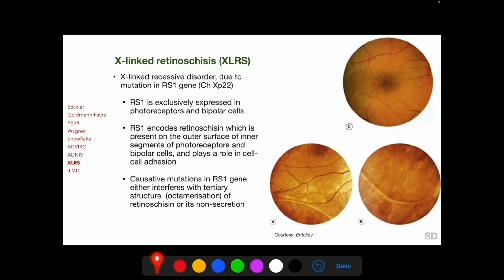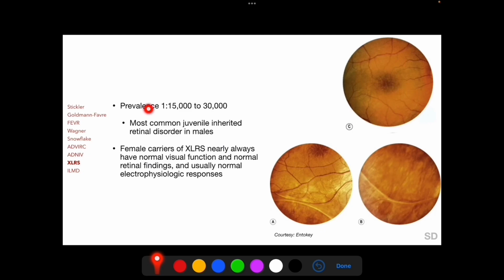This RS1 gene encodes a protein called retinoschisin, which is found on the outer surface of the inner segments of photoreceptors and on the outer surface of bipolar cells, and plays a role in cell-to-cell adhesion. Mutations in the RS1 gene causing XLRS either interfere with the tertiary structure of retinoschisin or the secretion of retinoschisin. Prevalence of XLRS has been estimated to be between 1 in 15,000 to 1 in 30,000 individuals. Female carriers of XLRS nearly always have normal visual function, normal retinal findings, and usually normal electrophysiologic responses.